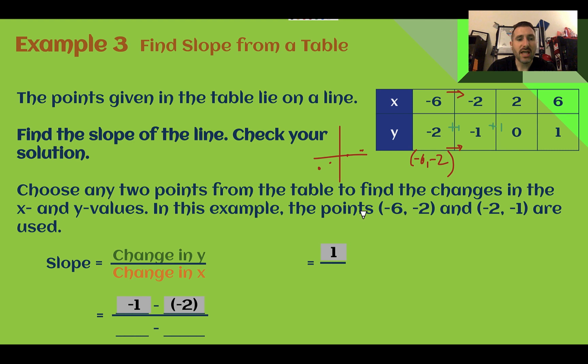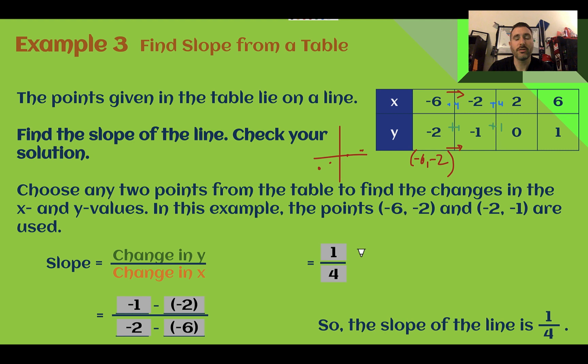Our x values ended at negative 2 and started at negative 6, meaning negative 2 minus negative 6 was positive 4. We can see each time that it just went up by 4. So the y values were going up 1 each time. The x values over that same time frame were going up by 4. So our change in y over our change in x was 1/4. So after all that, the slope of the line is just 1/4.